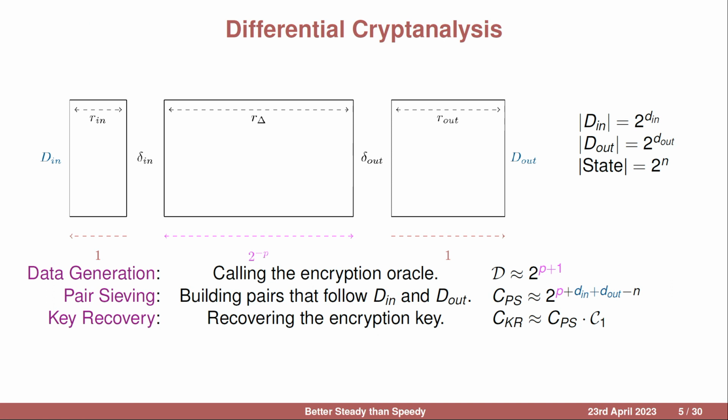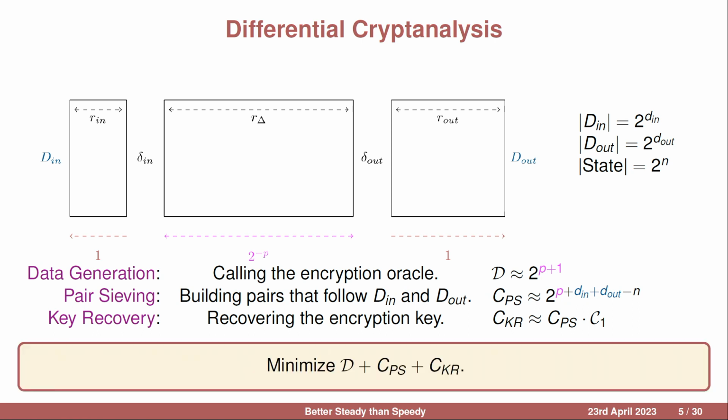And finally, once we have these differential pairs, we can perform key recovery and actually recover the encryption key. The complexity of the last step is related to the number of pairs we gathered in the previous step. If we want an efficient attack, we want to minimize the overall cost, which is the sum of the complexity of the 3 terms. So that's it for the main part of differential cryptanalysis, and now I'll get into the specification of SPD.